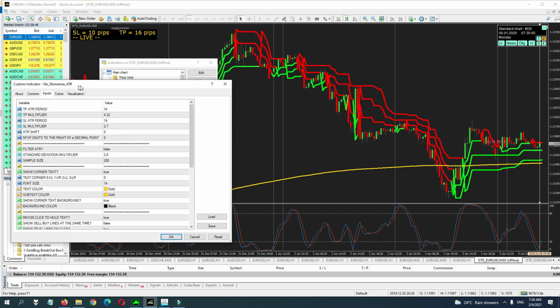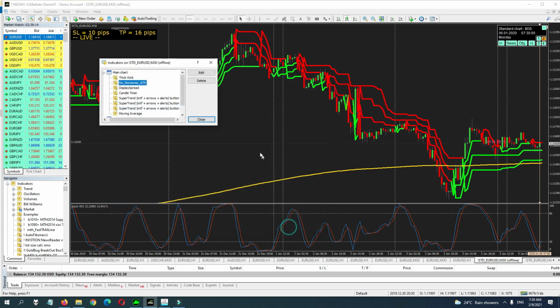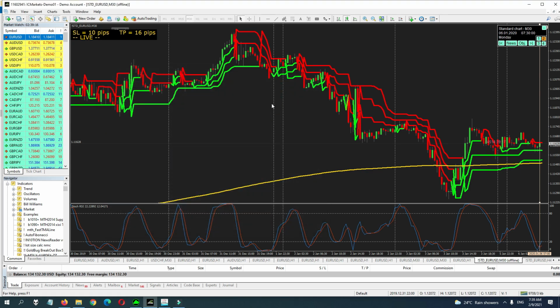Then you use an ATR indicator. I use this nonsense ATR. The stop loss is 2.7 times ATR, and the take profit is 1.6 times 2.7, which is 4.32. So it's a 1.6 to 1 risk reward. All the links for the indicators are down below.